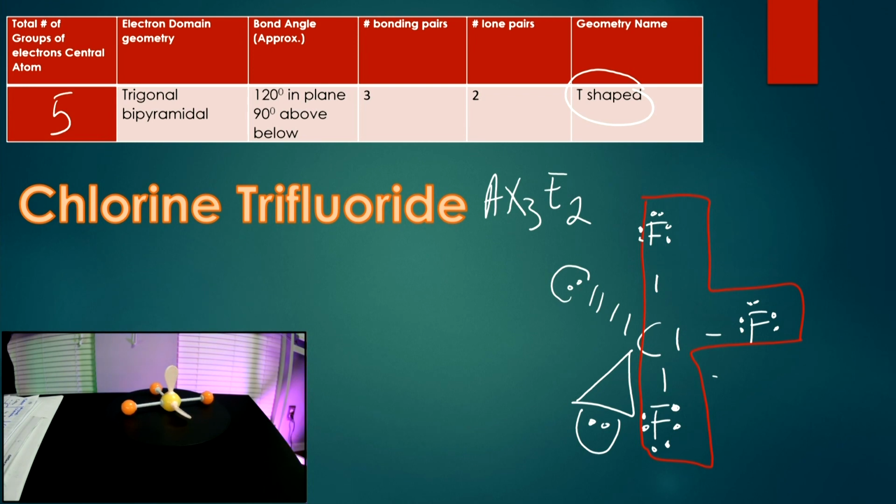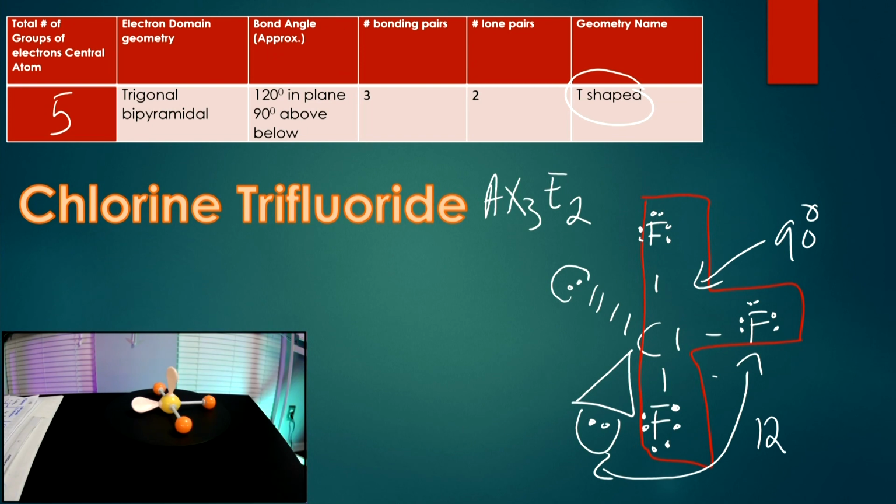All right, and our bond angles are going to be 90 here, and our 120 will be between here and here is 120 degrees. So that is a perspective diagram for something that is T-shaped in terms of its molecular geometry. The generic formula is AX3E2.